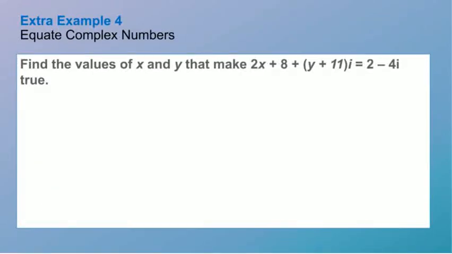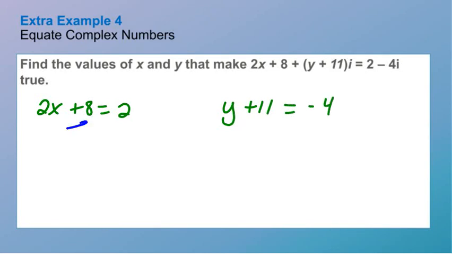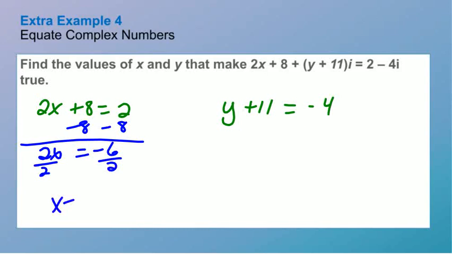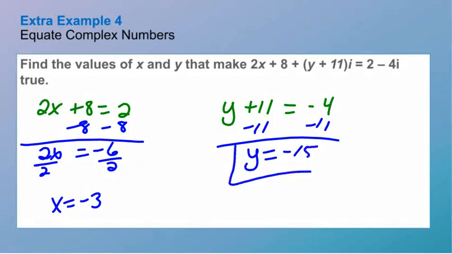Next, find the values of x and y for this one. So we have 2x plus 8 equaling 2. And then our imaginary parts, we have y plus 11 equals -4. So subtract 8, get 2x equaling -6. Divide by 2, x would equal -3. Here, subtract 11, and we have y equaling -15. So our two solutions would be x equaling -3 and y equaling -15.